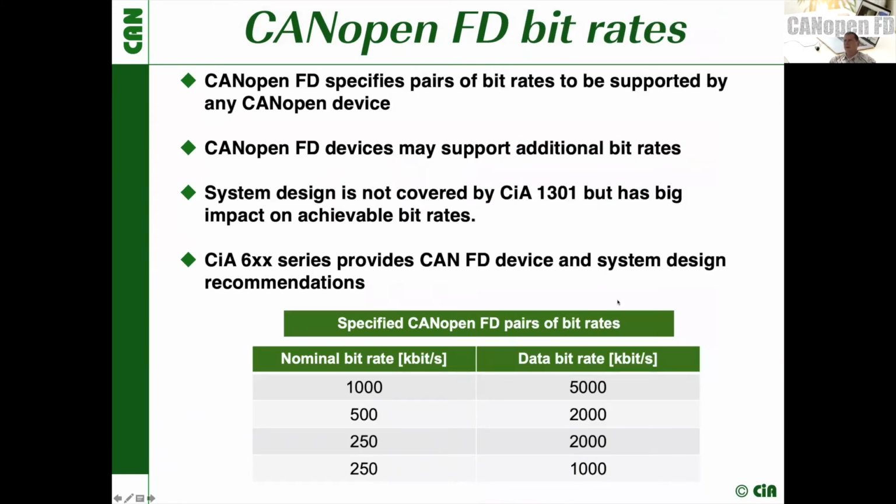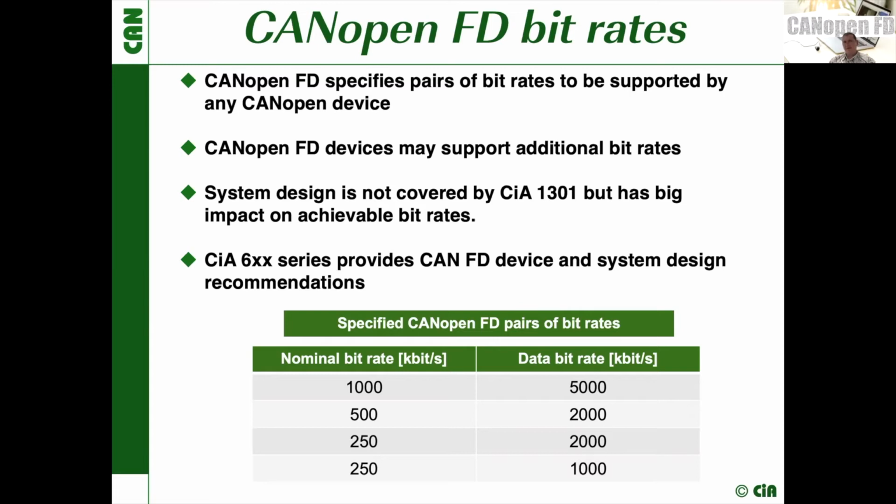With regard to the lower layer, CANopen FD provides us with some additional specifications. CANopen FD specifies pairs of bit rates to be supported by any CANopen device. I can use additional ones, but to achieve more or less out-of-the-box interoperability, CANopen FD provides us with a specification of these bit rate settings. These bit rate settings are based on 80 megahertz. Currently, we are extending the specification for bit rate settings based on a 40 megahertz clock. This seems to be more appropriate, having in mind the availability of CAN-FD hardware.